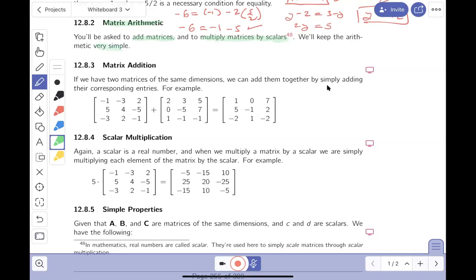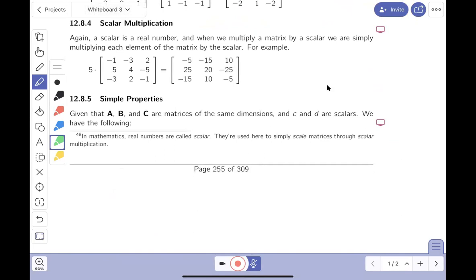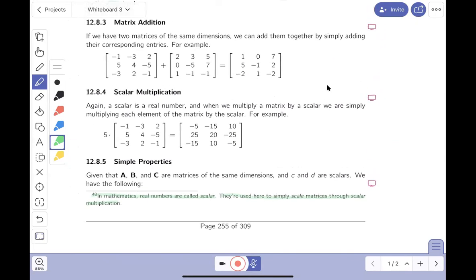And notice there's a footnote over there. It's footnote 48. Let me go to that. I know I read this to you before. I want to make sure you're reading these and paying attention to this. What does it say? In mathematics, real numbers are called scalars. They're used here simply to scale a matrix through scalar multiplication. All right, let's take a look.